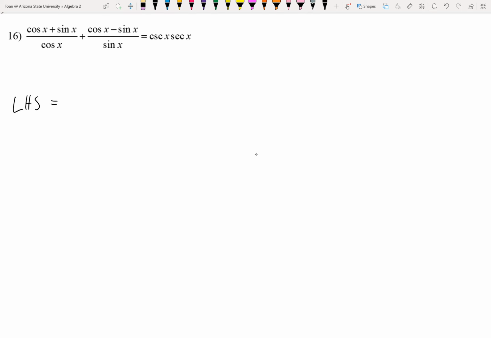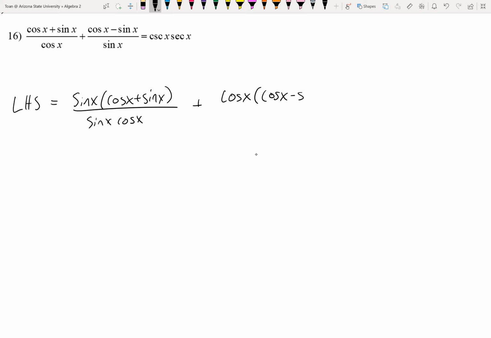For the sake of this video, I'll show my work. So we have sine of x times cosine of x plus sine of x, all over sine cosine. So you can see here's the original fraction, and all I did was multiply the numerator and denominator by sine over sine to get the common denominator. Plus cosine of x times cosine of x minus sine of x, over sine of x cosine of x. And again, just to show my work, here is the original fraction, and all I did was multiply top and bottom by cosine of x.